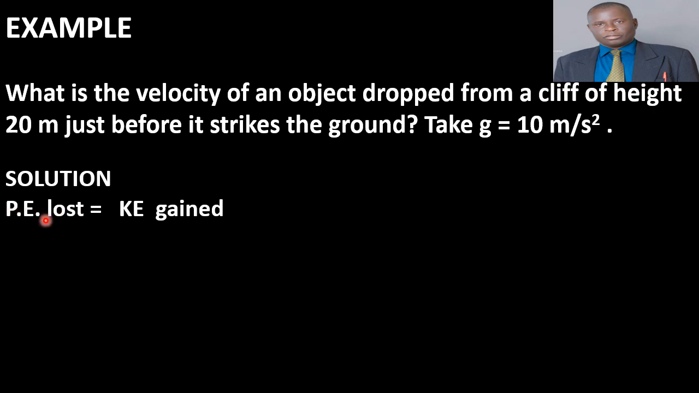So potential energy changed or lost is equal to the energy which the object gains at the bottom of the cliff. So we are saying potential energy, the energy it has at a height of 20 meters, will change to kinetic energy. As it is about to strike the ground, all its potential energy has now changed to kinetic energy.